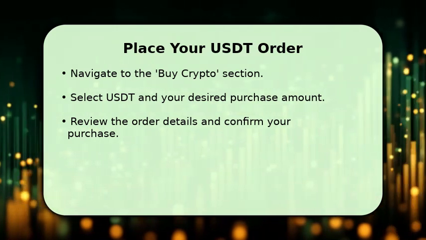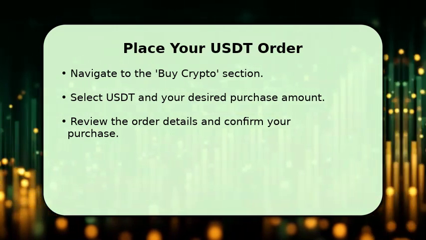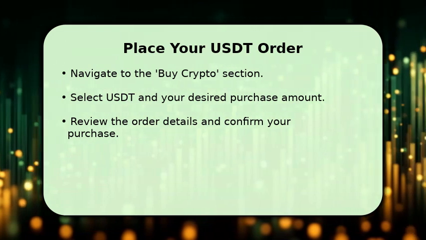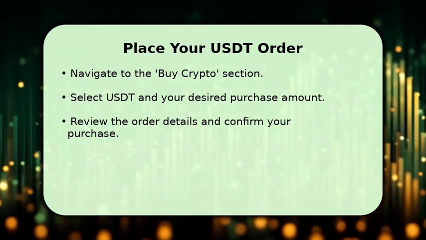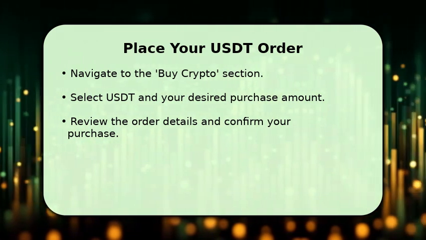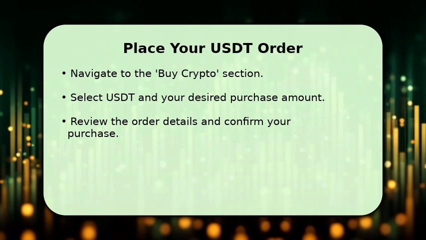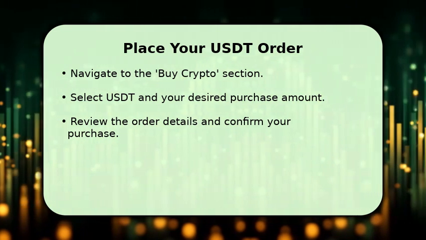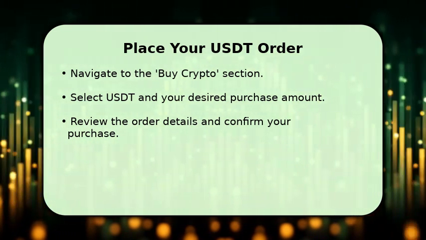Head to the Buy Crypto section on the Binance US platform. Select USD, then enter the amount you wish to purchase. Carefully review all the order details, including the conversion rate and any fees, before confirming your purchase. Your USD will then appear in your spot wallet.